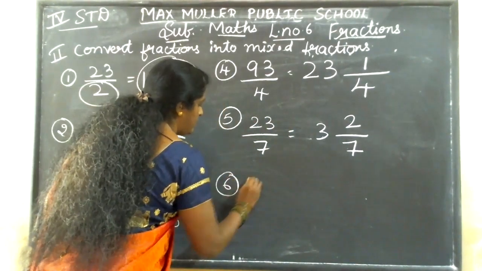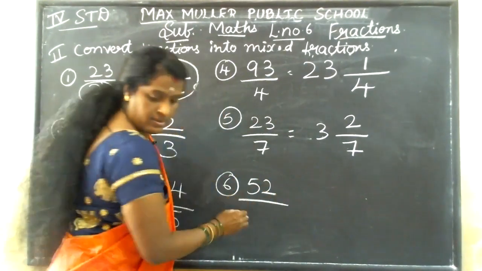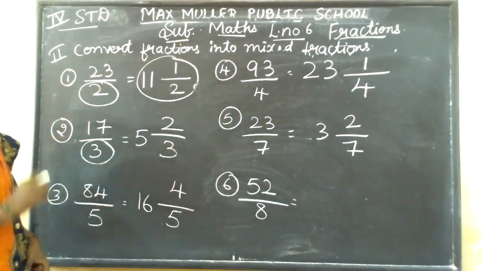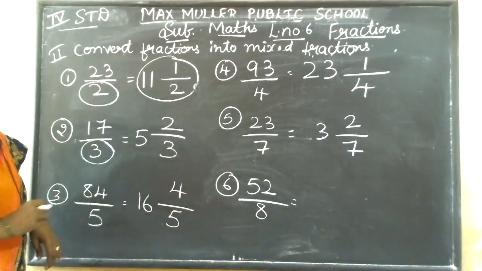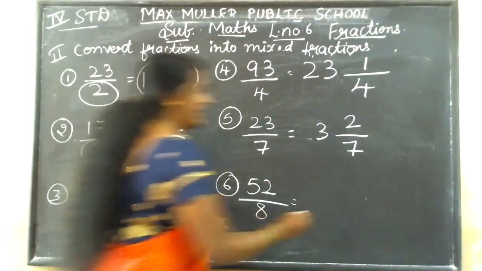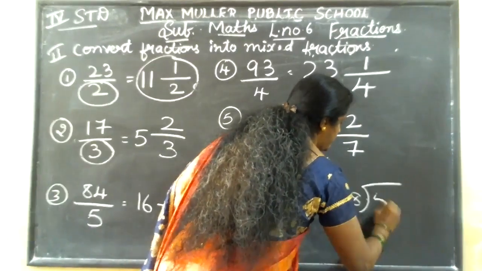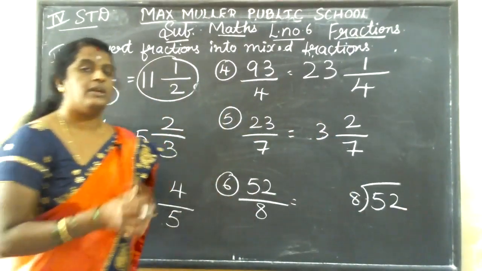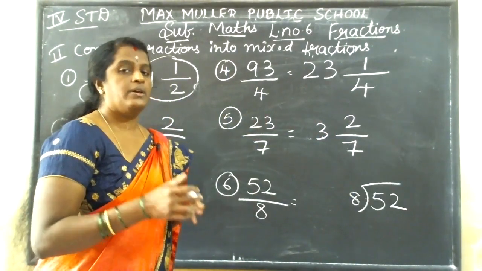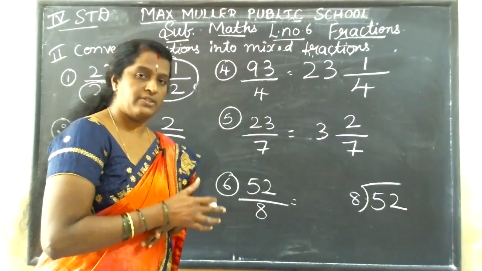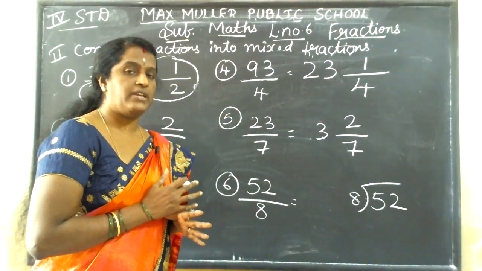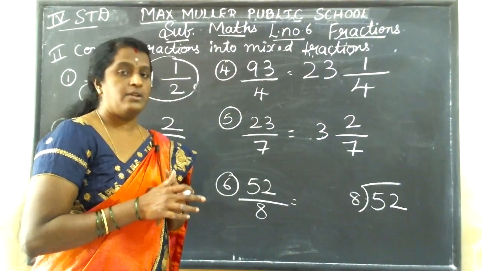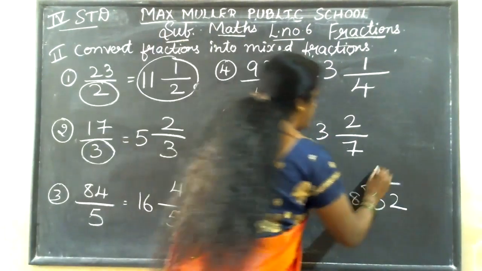Sixth one, 52 by 8. If you know the tables only, you can do it, children. 8 ones are 8. See, I'll write it here. 52. 8 ones are 8, 8 twos are 16, 8 threes are 24, 8 fours are 32, 8 fives are 40, 8 sixes are 48, 8 sevens are 56. No, 8 sixes are 48.